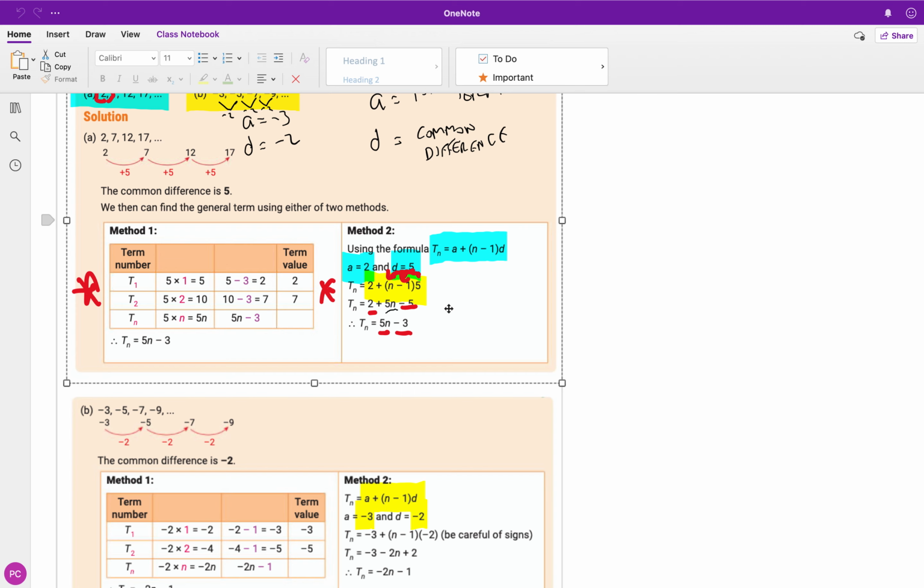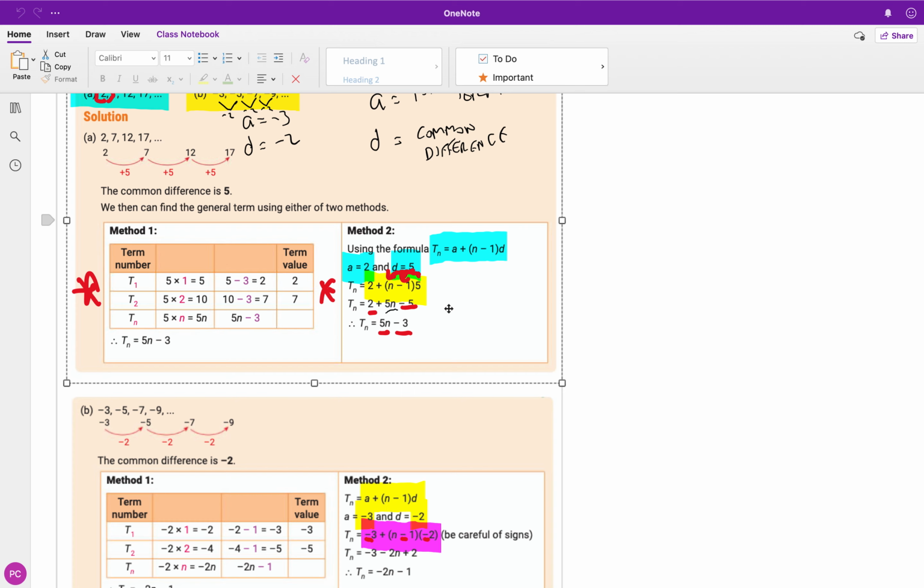So here's a different colour. A plus n minus 1 multiplied by d. Be careful with the signs here because we have a minus here, a minus here, and a minus here. You've got to be careful with the signs, but we'll take it nice and slow.